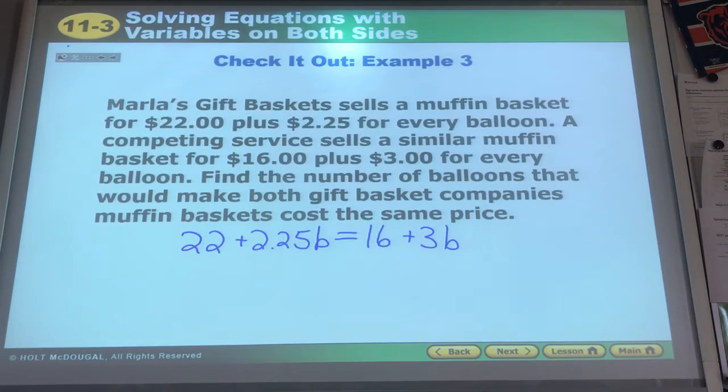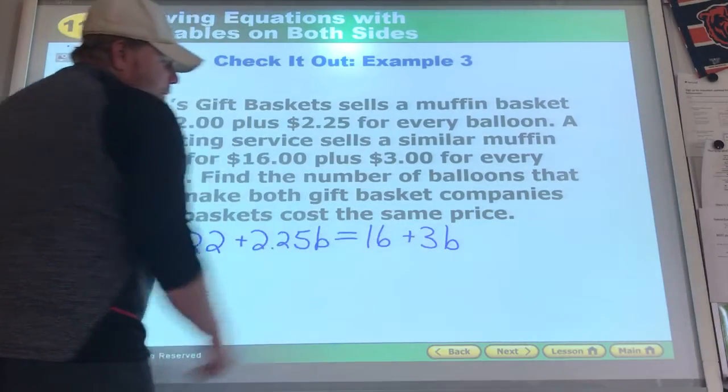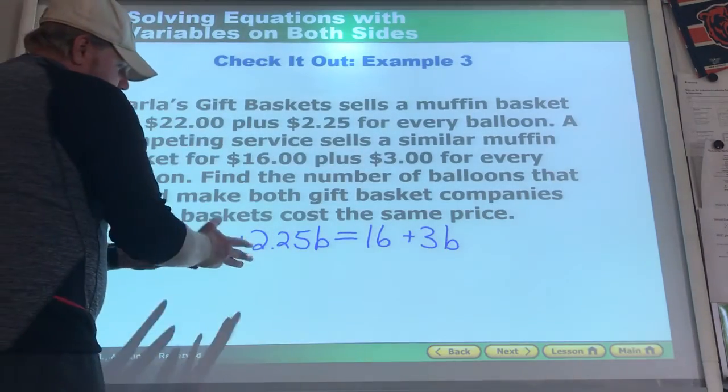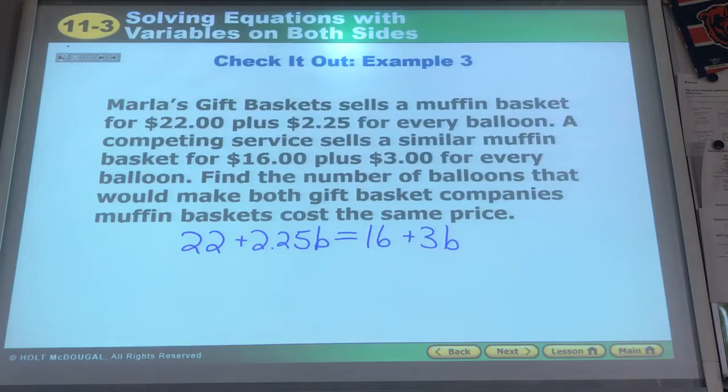Now, we want to know what number of balloons would make the baskets cost the same amount. Now, if you're really cheaping out and only getting maybe 1 or 2 balloons, you probably want to go with that one. If you're going to get a bunch of balloons, you may want to go with this one. See which one's the better deal.